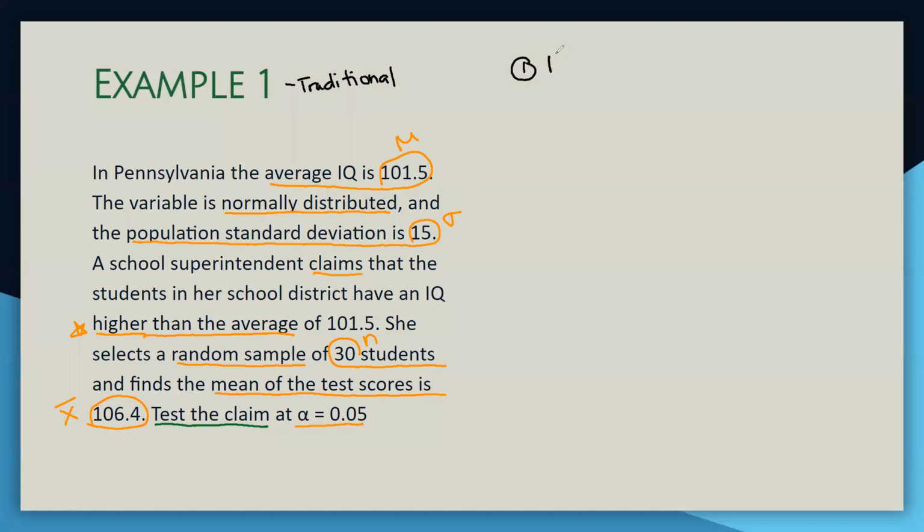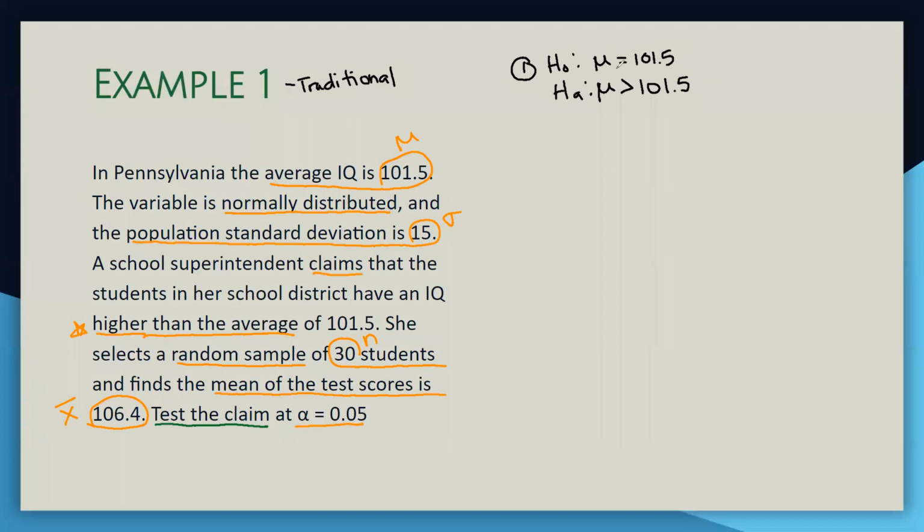So step one is the same for everything. I need to identify a null and an alternative. I know it's a claim about an average or a mean, so I'm using that symbol mu. And I know that the superintendent claims that the students in her school have higher than average. That means greater than. So she's saying her students are greater than that 101.5. And the initial claim is that it's equal to 101.5.